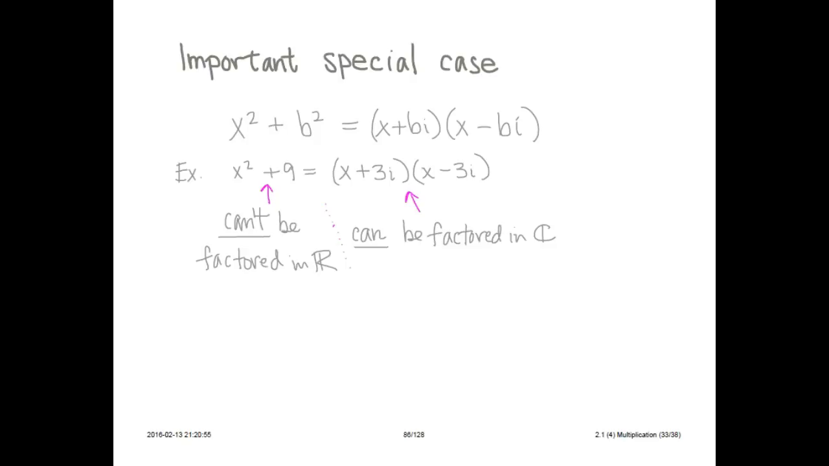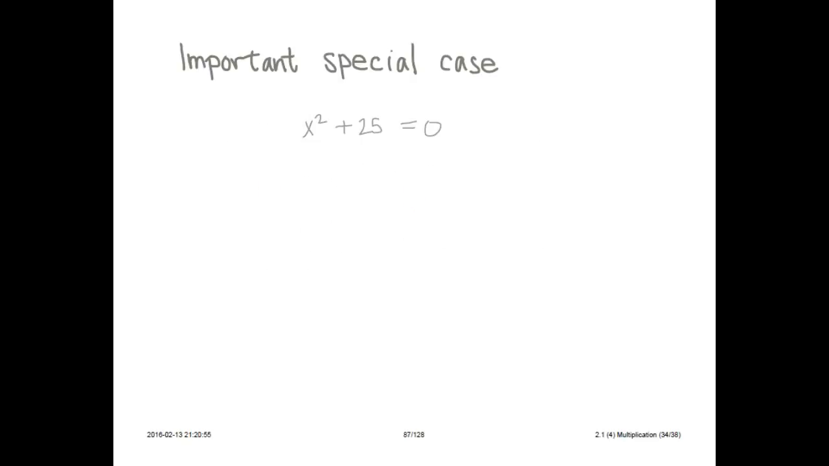Okay, so how are we going to use it? Well, let's see. Can we factor this? If this is equal to 0, this is now an equation that we can solve rather than a function. Okay, so x squared plus 25 is equal to 0. What are the zeros of this? They're not real numbers. These are going to be complex zeros.